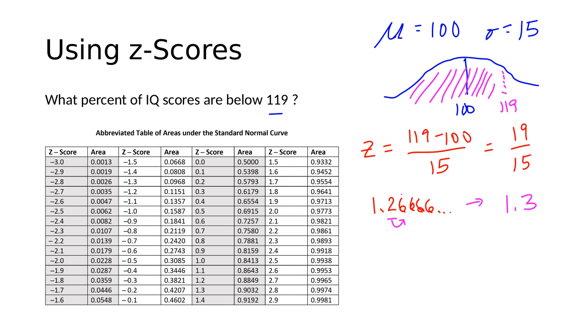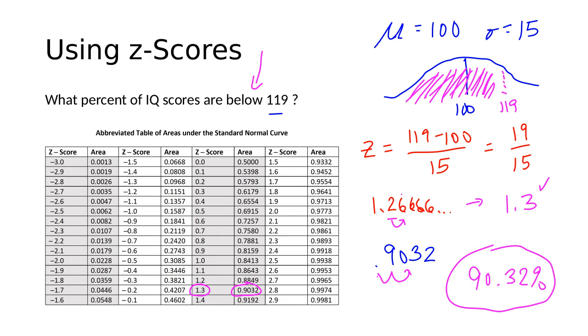That's good. This question asks me, what percent of IQ scores are below 119? We found out that 119 corresponds to a z-score of 1.3. So we'll find 1.3 in our table. We'll find the decimal value that goes with it, and that's 0.9032. We're going to report the percentages. So instead of as a decimal, we're going to move that over 2 places. And 90.32% of the data is to the left of 119. So what percent of IQ scores are below 119? 90.32% of them are. Let's look at another one.